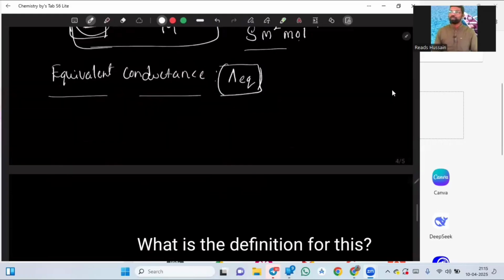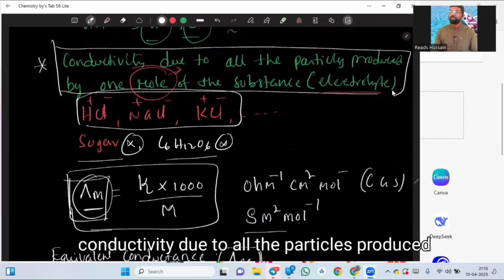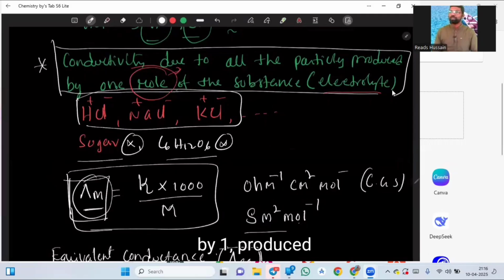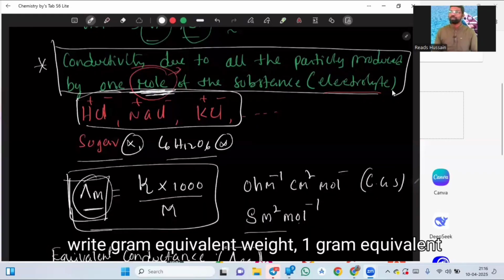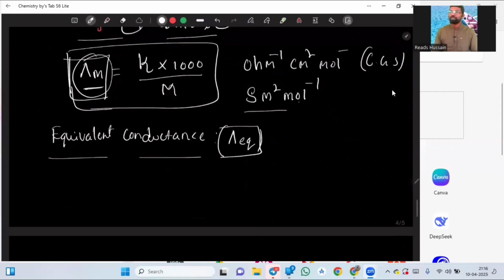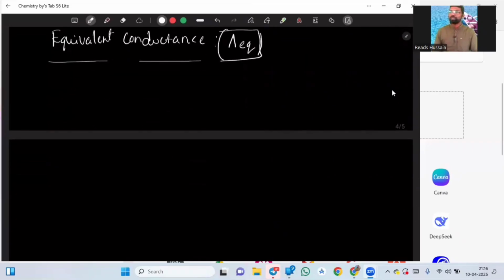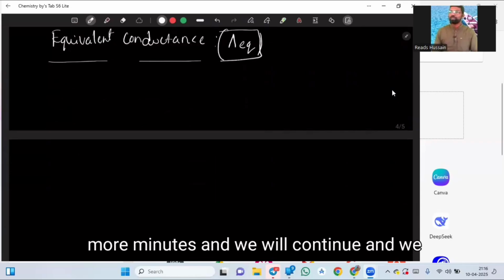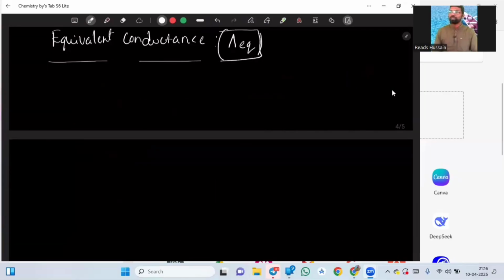Okay, what's the definition for this? You write down the same definition. Conductivity due to all the particles produced by one, here mole is there, no? In the place of mole, you write gram equivalent weight. 1 gram equivalent weight. So dear students, this class is going to end in 5 minutes. So I request you to rejoin the class for 15 more minutes, and we'll continue, and I will finish these basic concepts, so that in the next class we can discuss the Kohlrausch law and all the applications of Kohlrausch law.